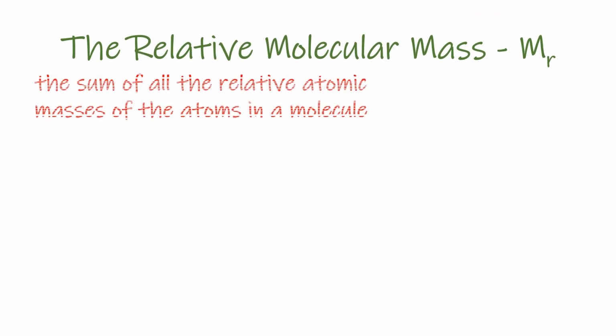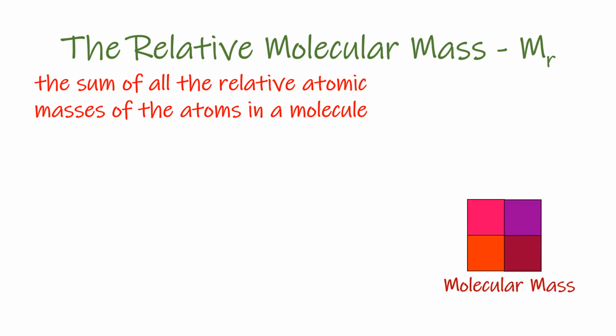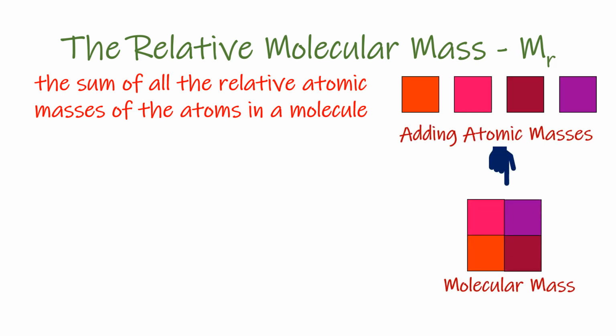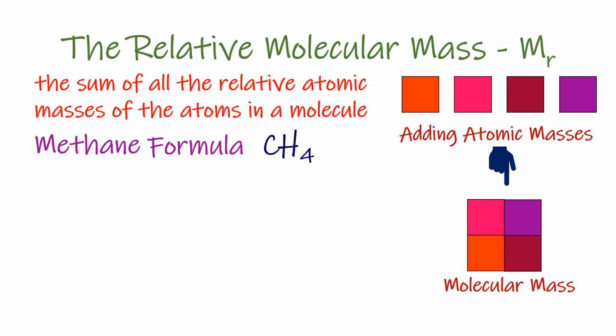The relative molecular mass of a compound is the mass of a single molecule on a scale where the carbon-12 isotope has a mass of exactly 12 units. We find the relative molecular mass by adding up the relative atomic masses of all the atoms present in the molecule. For example, for methane, the molecular formula is CH4.